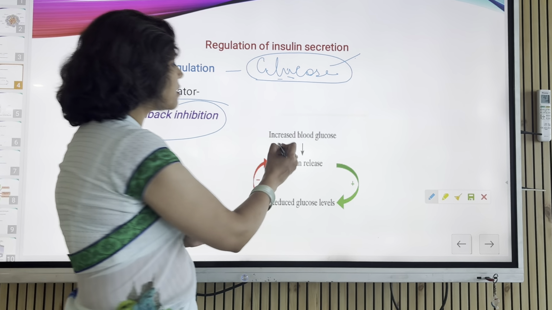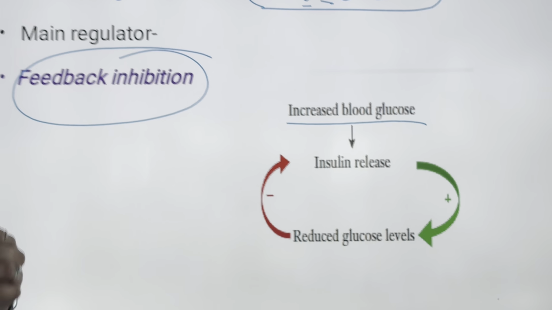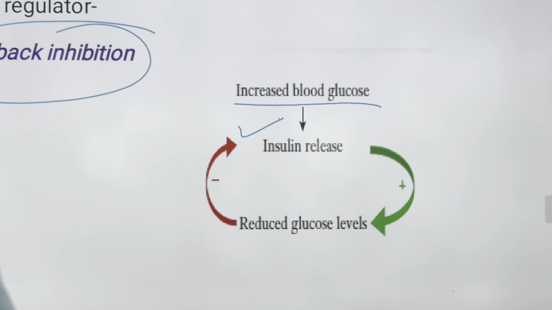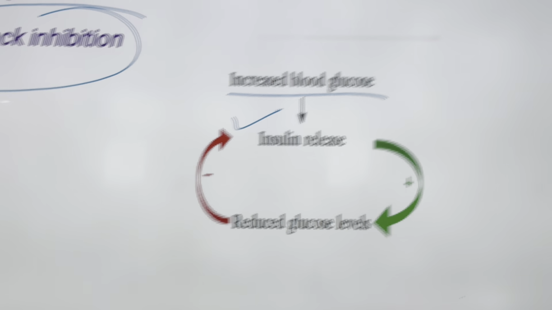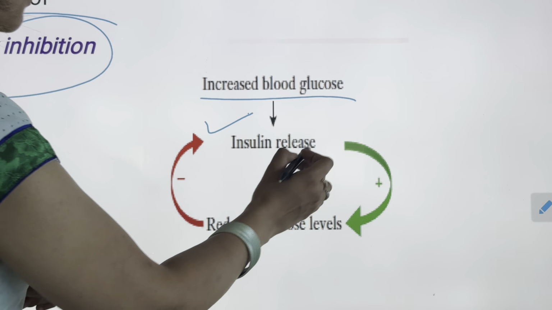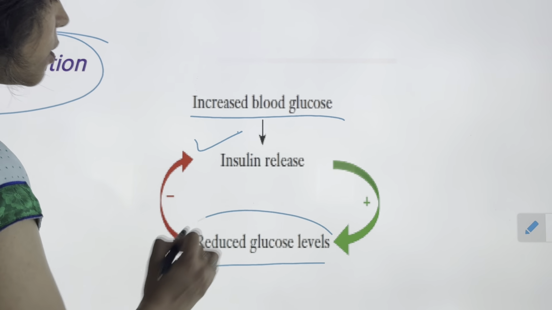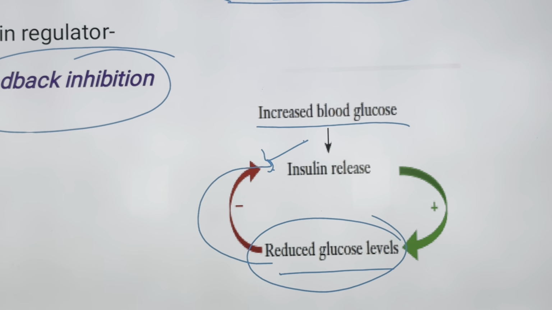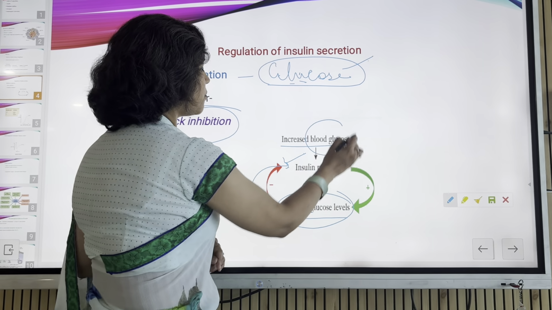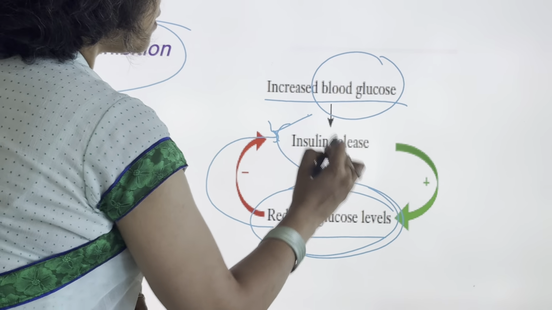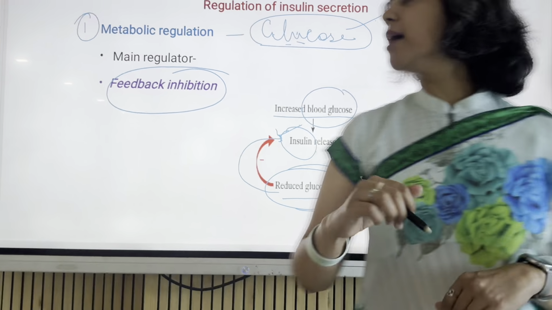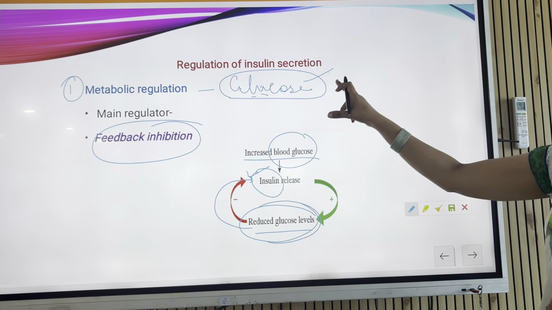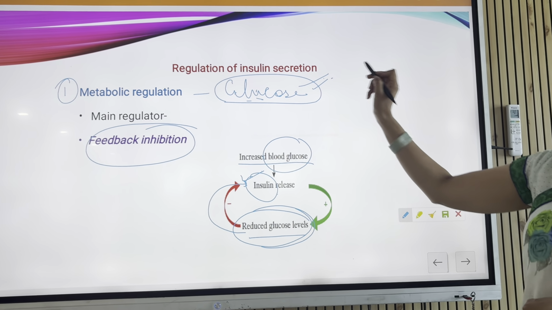Here in this case, the product is the increase in glucose. Whenever the blood glucose rises, there is secretion of insulin. And what is the action of insulin? To drop down the levels of blood glucose. So that will decrease the level of glucose. Now this decreased glucose will cause inhibition of insulin secretion. That is how blood glucose itself controls the regulation of insulin hormone. So that is our feedback inhibition, and the main regulator of metabolic regulation of insulin secretion is our blood glucose.